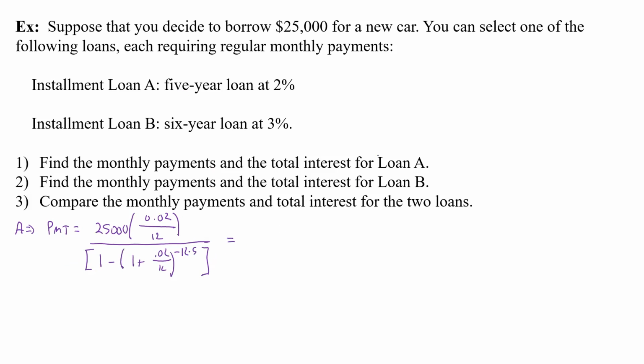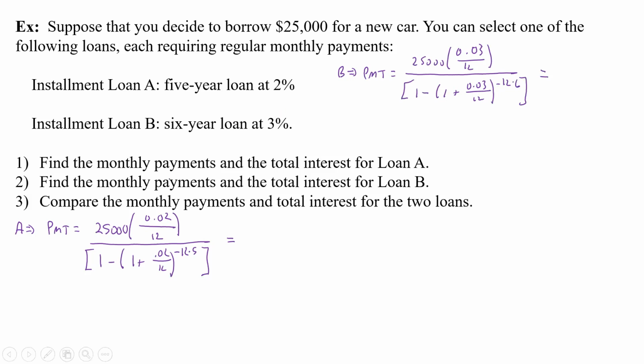So 12 times 5, and then we close our bracket, and we'll get a value. And so we're going to do the same thing. Let's do it for the 6-year loan. So for B, our payment is going to be equal to, again, 25,000 times 0.03, since it was 3%, divided by 12, all over 1 minus 1 plus 0.03 over 12, to the negative 12 times 6 years. So now we've got two equations we have to type into our calculator.